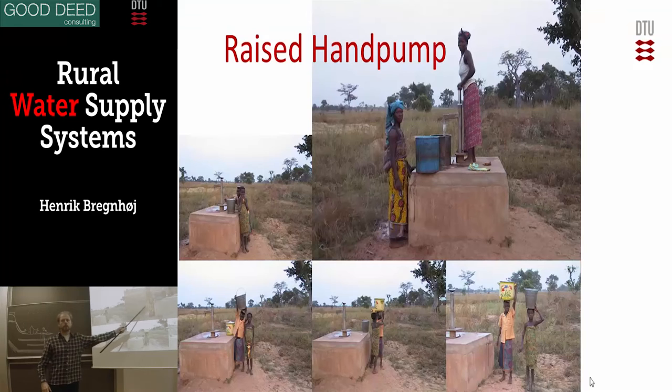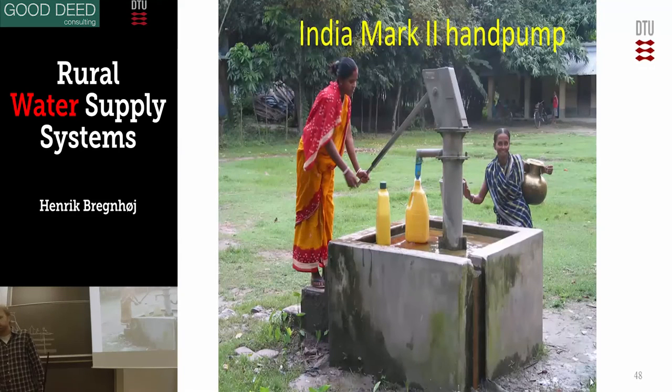Those women here, they're stronger than me, and they know how to lift the 20 liter buckets to their heads. I think it's very heavy. But it's possible when you have a raised platform here. And here's another one, the India Mark II pump is very common also in Africa. It's a very strong pump for pumping down to 100 or more meters.